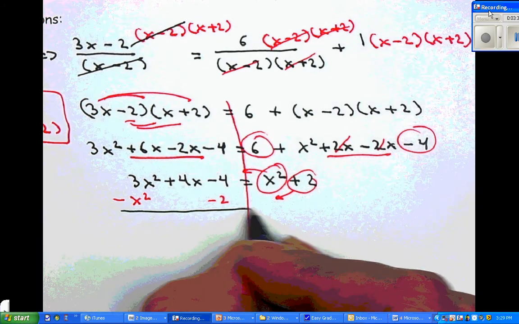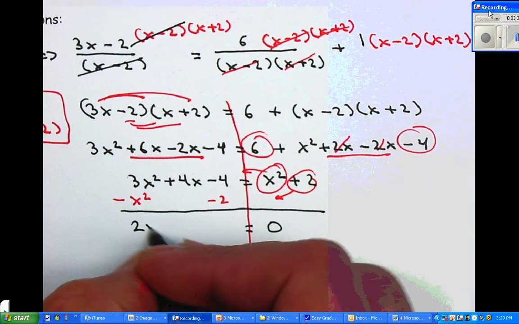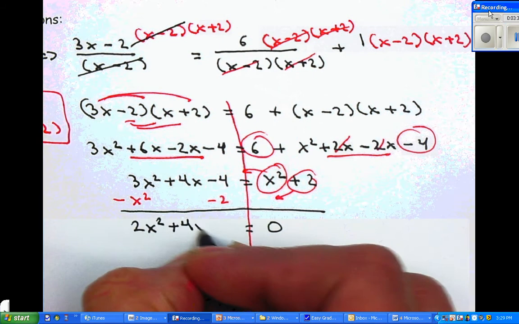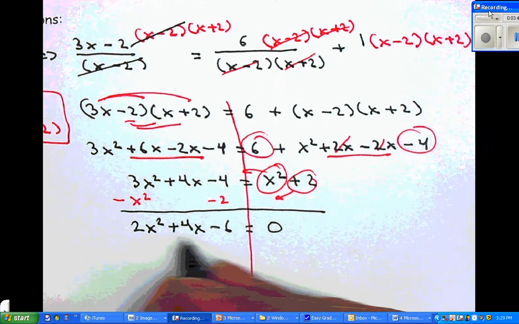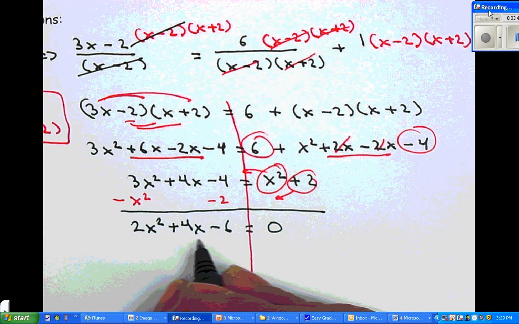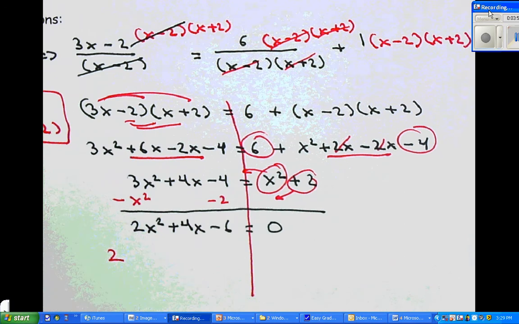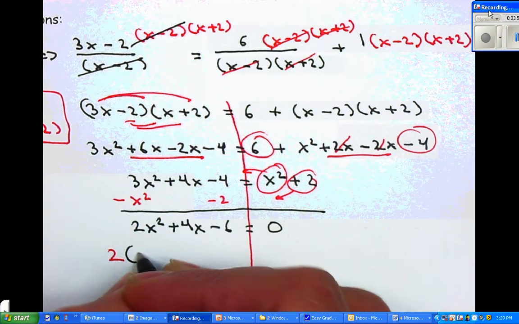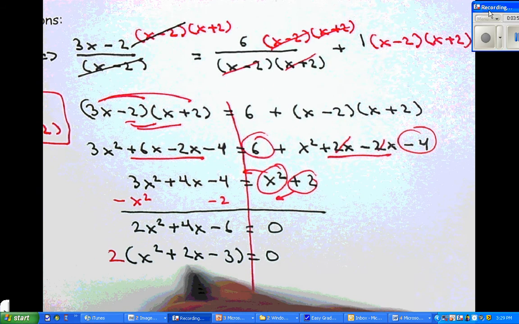Remember, every time you move something from left to right, becomes the opposite. So I have 2x squared plus 4x minus 6. I want to be able to factor out. Now, the best thing is to be able to factor the common term, common factor. I can factor out 2. And do they all have an x? No. So I have x squared plus 2x minus 3. And I want to be able to factor this out.